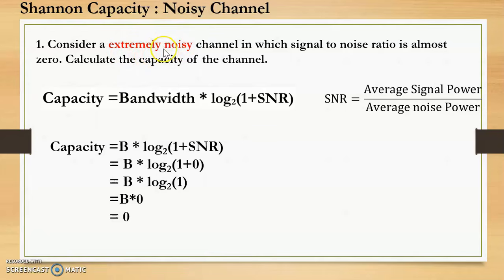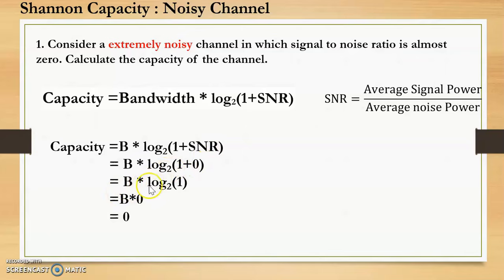So if the channel is extremely noisy, then in this signal to noise ratio formula, the average noise power will be very high. So if the denominator is very high, then the signal to noise ratio will be almost 0. So as a result, we are given that signal to noise ratio is almost 0. So we will consider signal to noise ratio as 0 and substitute in this formula. So we will get B into, where B is the bandwidth, so it will be B into log of 1 plus 0, 0 because signal to noise ratio is 0, to the base 2.